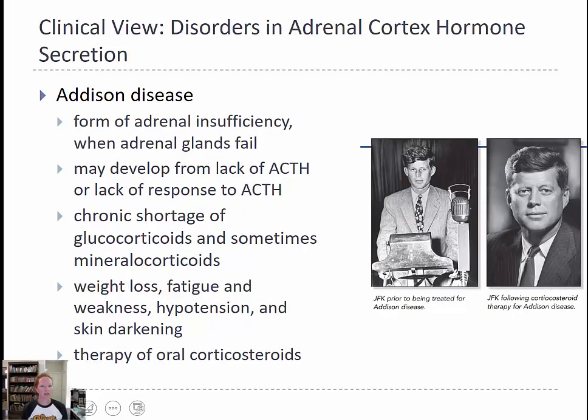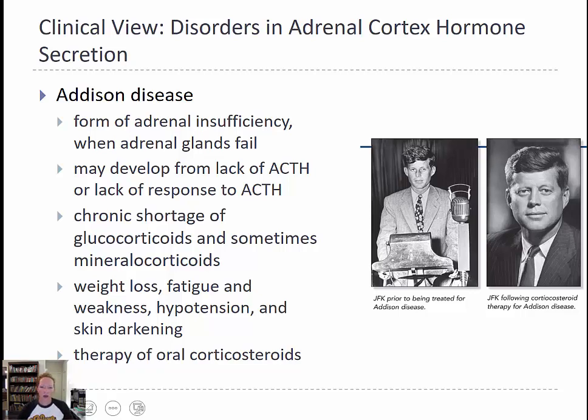So now let's take a look at Addison's disease. Addison's disease can result from a lot of different things as well. Maybe the adrenal glands were not formed correctly from birth. It could be from an autoimmune disorder. Those are just a couple of things that can cause Addison's. But it is a form of adrenal insufficiency. So the adrenal gland is not producing the glucocorticoids that it needs to. And again, it can also be from a lack of ACTH, or even not responding to ACTH. So it can be all the way back to the anterior pituitary gland.